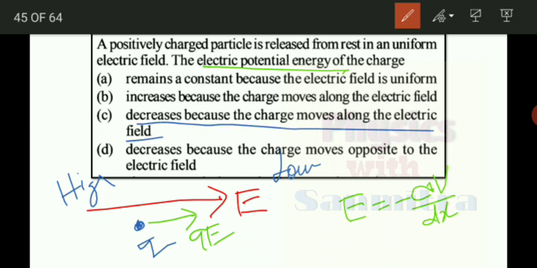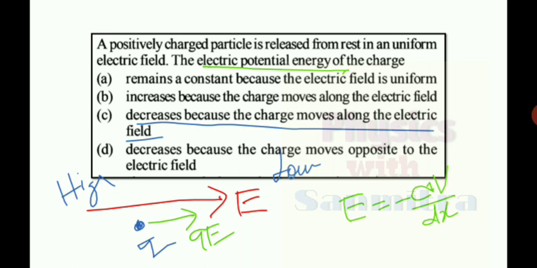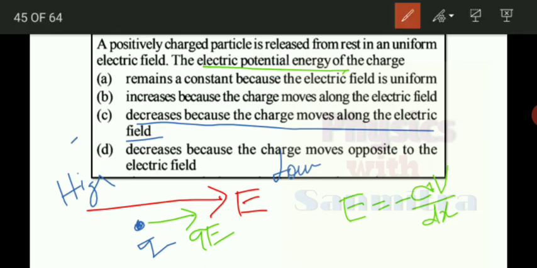And just think in simple terms. I'm just releasing a charge in a conservative field. So what will happen? It will try to lose its potential energy, and it will try to reach a more stable state. Okay, so option C is my correct answer.